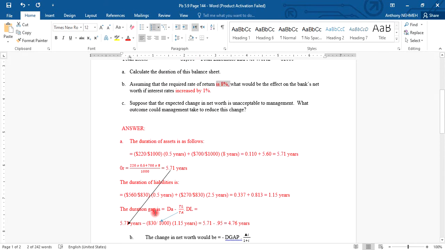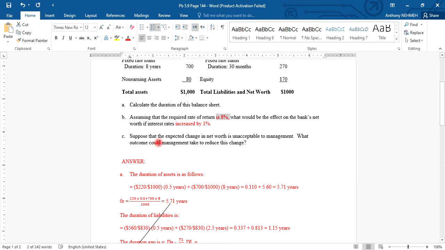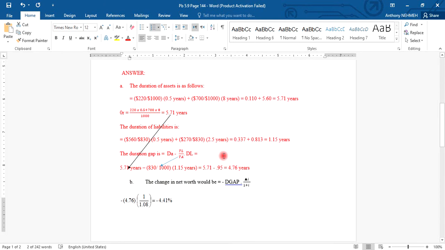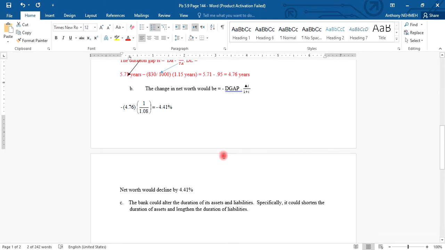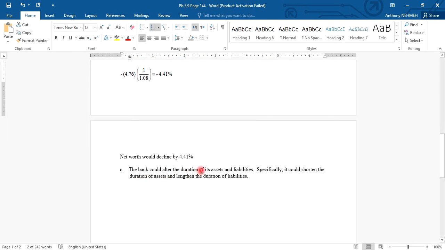Now part C, suppose that the expected change in net worth is unacceptable to management. What action could management take to reduce this change? We have to change the duration. So the bank could alter the duration of its assets and liabilities. Specifically, it could shorten the duration of assets and lengthen the duration of liabilities.